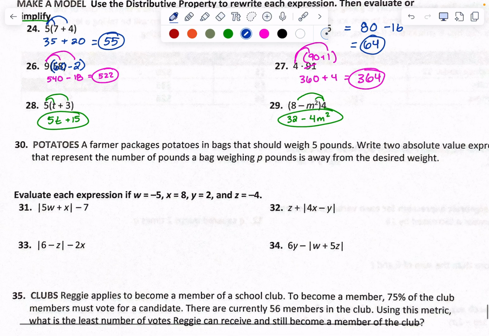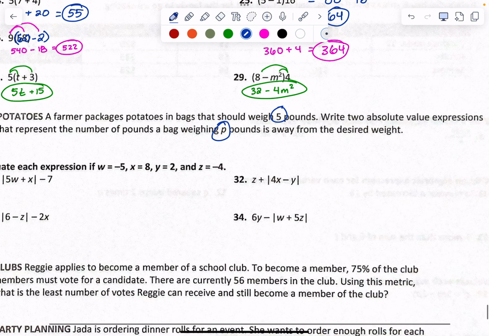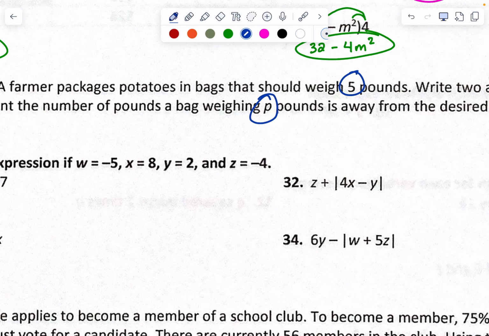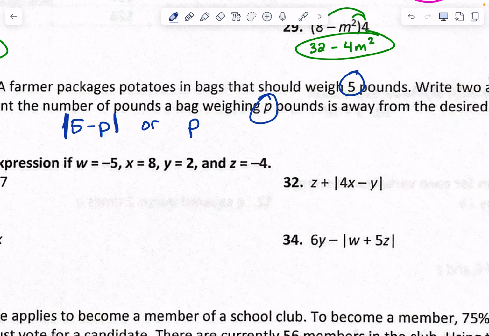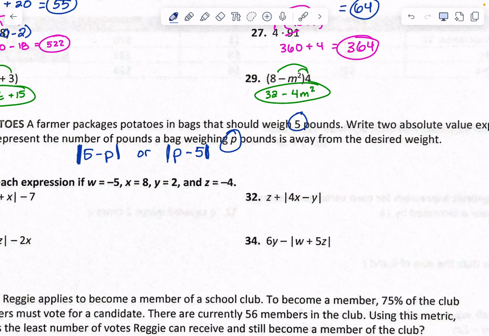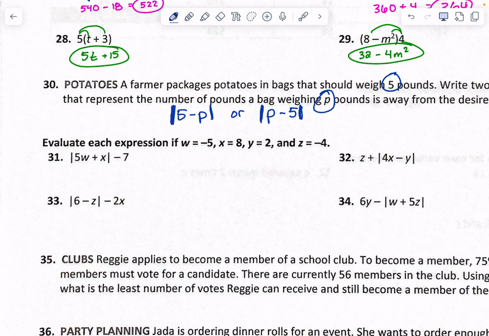Okay, 30. A farmer packages potatoes in bags that should weigh 5 pounds. But they're going to actually weigh them, and they weigh p pounds. Write 2 absolute value expressions that can help you find the difference between them. So I'm going to take 5 minus p and take the absolute value, or p minus 5 and take the absolute value. Either one of those will work. You're just subtracting the difference between them. We don't want a negative. All right, we'll do 31 and 33 together.